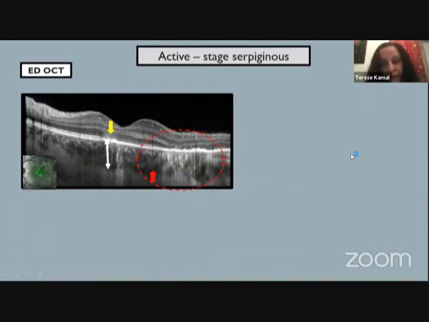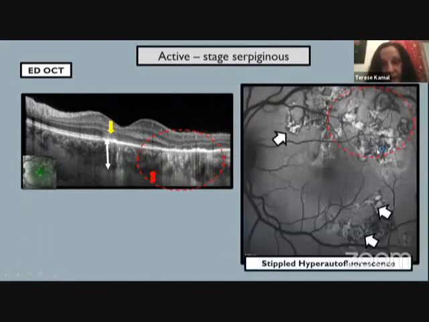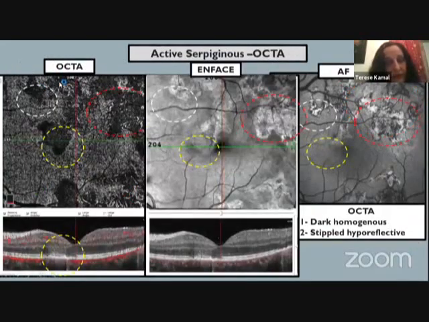By autofluorescence, these areas, like the one in the red circle, would show a stippled hyper-autofluorescent appearance, as we can see either by the white arrow or the red circle. In fast imaging, which is also seen in OCT angiography, OCT angiography would show quite a different appearance. By OCT angiography, it would show a homogeneous hyporeflective appearance.